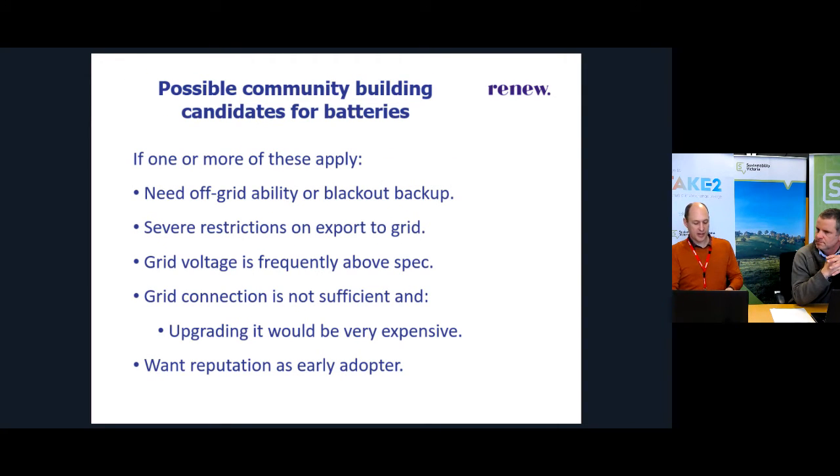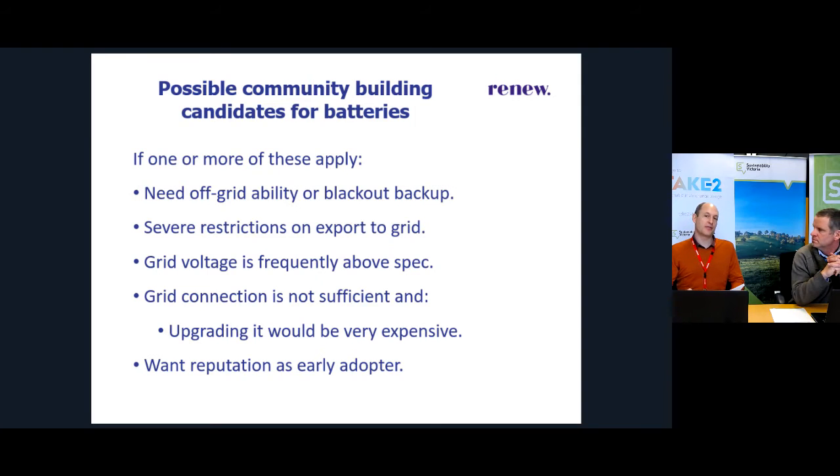Okay, so that may be raising some questions in your minds, perhaps, about what would make a community building a good candidate to have a battery installed. Batteries are normally installed alongside solar or as an addition to a solar system. Things that might make it a good candidate would be if you need an off-grid capability or blackout backup, such as the Nillumbik example.